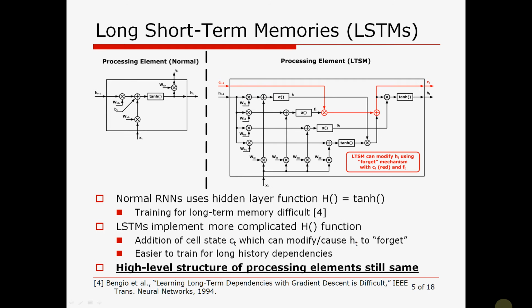So one popular type of recurrent neural network is long short-term memories, or LSTMs. Normal RNNs use a hidden layer function, capital H, which is just the hyperbolic tan function. I'm showing that as the processing element on the left of the slide. For that processing element for a normal recurrent neural network, it has some matrix vector multiplies, which goes through a hyperbolic tan function and then produces its outputs.